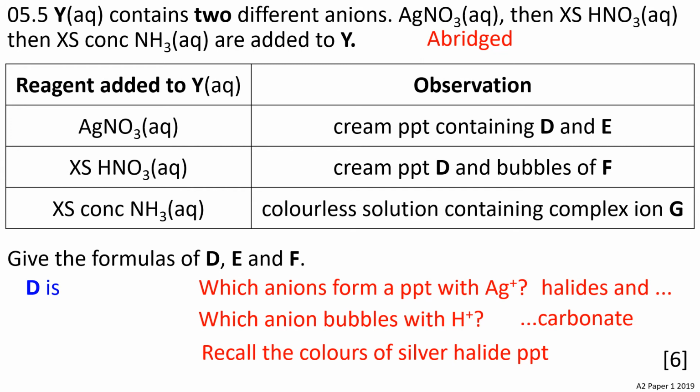So from that we can deduce that D must be silver bromide because it doesn't dissolve when you add the HNO3. E must be the Ag2CO3 because that does dissolve, that does react with the H+ ions in the nitric acid. And F must be the gas which is formed when we add the nitric acid to the silver carbonate.